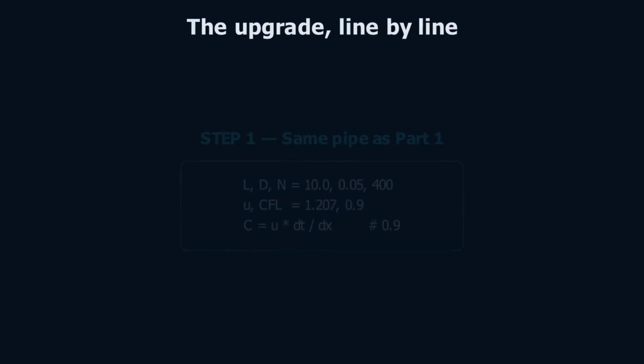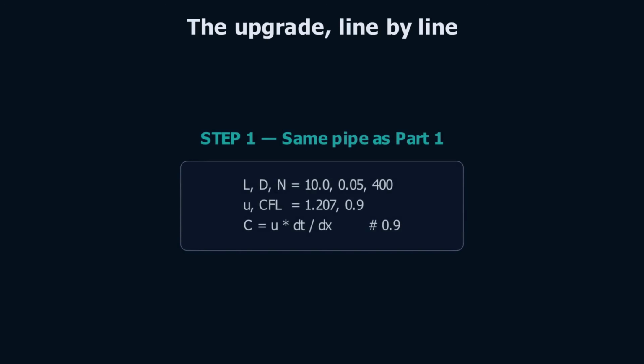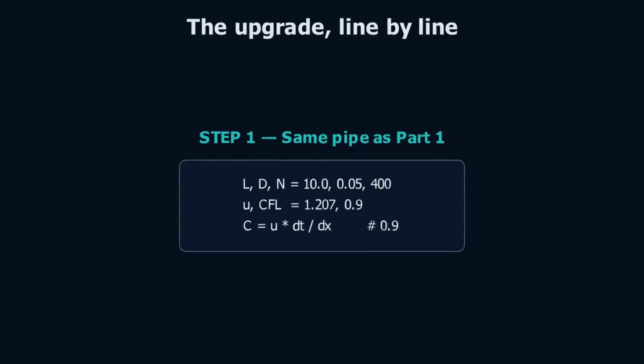Time to write it. 7 steps, and as always, every line on screen runs unmodified in the download. Step 1, the identical pipe, grid, velocity, and Courant number as part 1. Nothing about the physics changes today. Only the transport scheme.